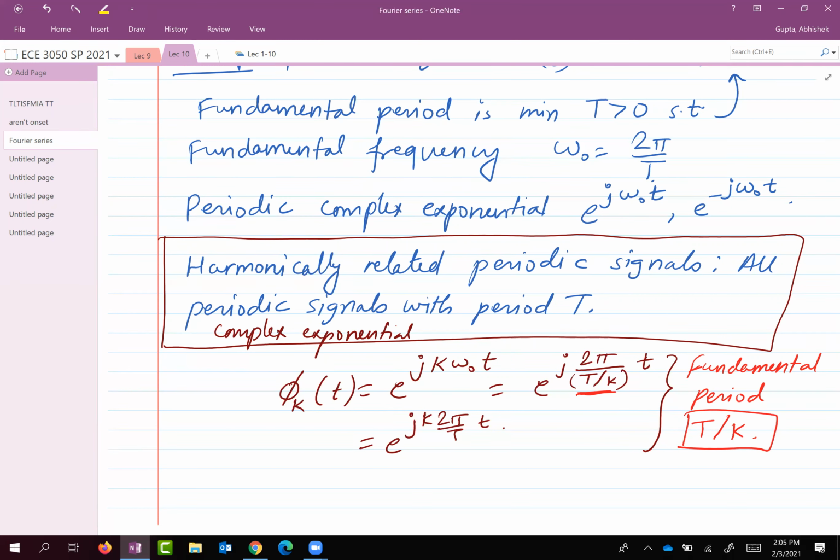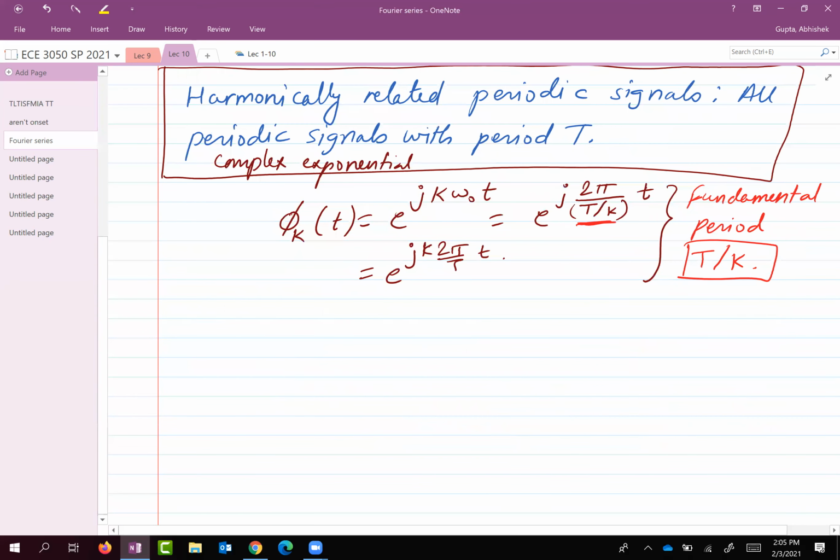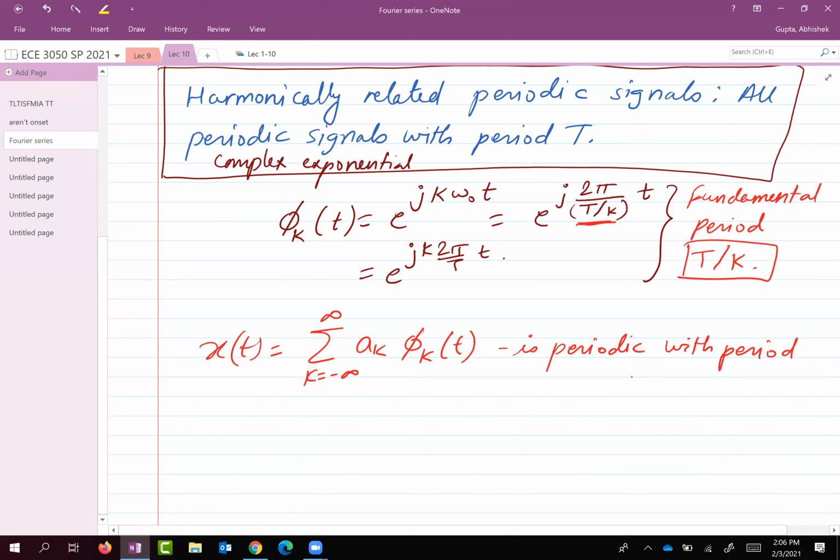Now, because each of these phi of t is a periodic signal with period T, I can construct signals of period capital T by just taking a linear combination of phi of t. So I can define x of t to be summation ak phi k of t, k goes from minus infinity to plus infinity. And it turns out that because each phi k of t is periodic with period capital T, x of t is also periodic with period capital T.